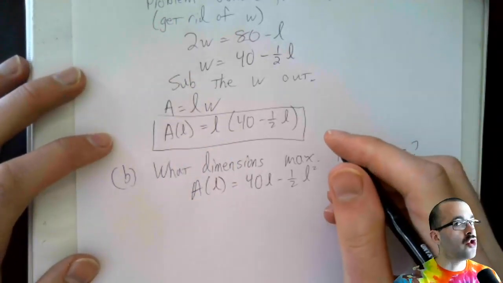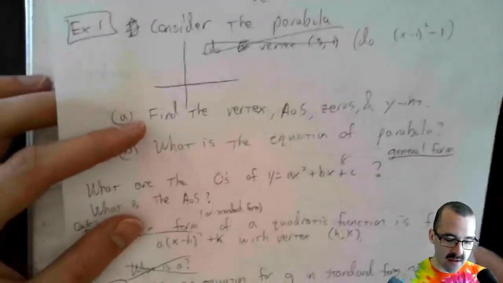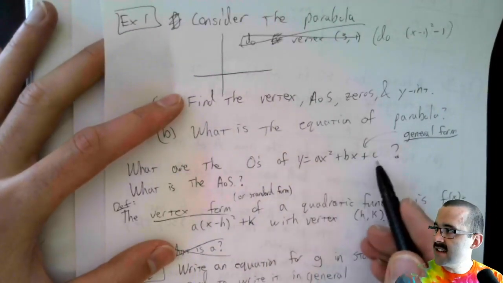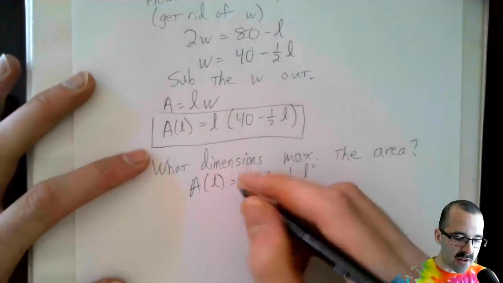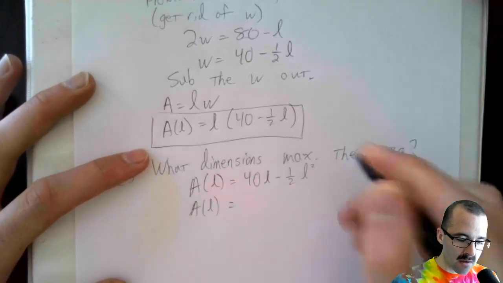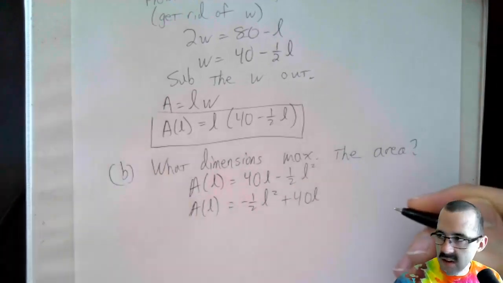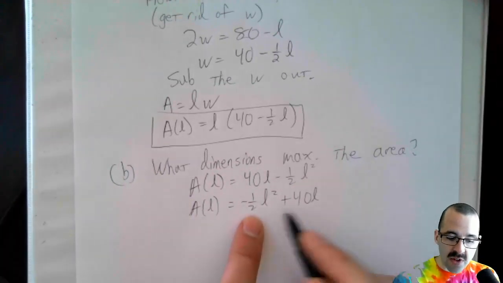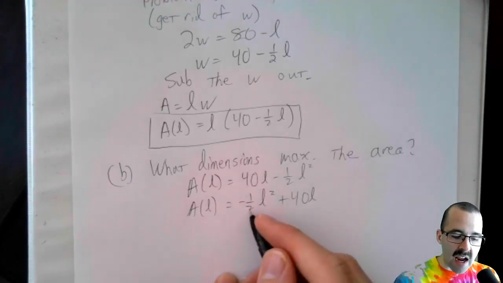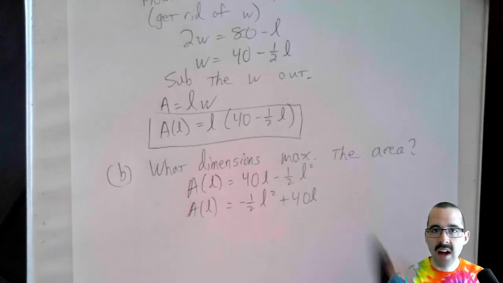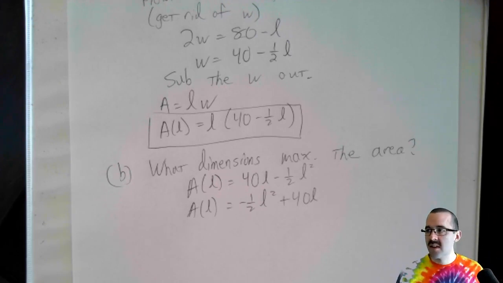Or if we wanted to write it in general form, and again, remember general form is this. If we wanted to write it in general form, we'll switch the order. Negative 1/2 L squared plus 40L, and then plus 0. So notice this is a quadratic function. There's no constant term, but it's a quadratic function. And this right here is our A value, and it's negative. So that means the parabola opens down, and there will be a maximum at the top.